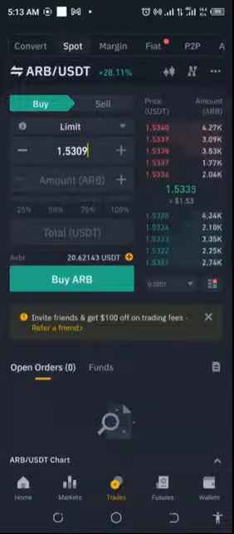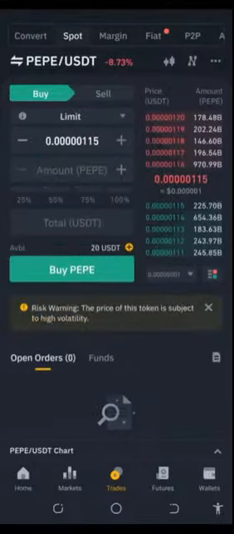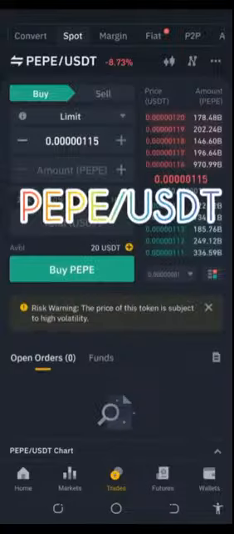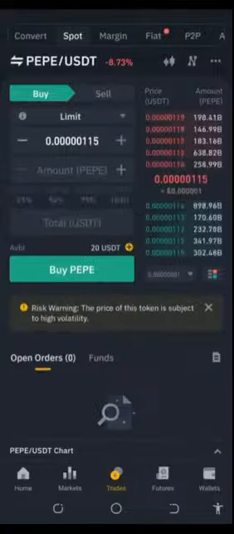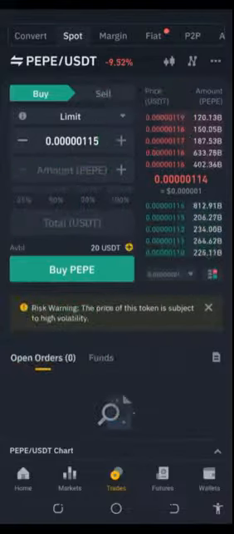In this spot trading event, we want to check out this new kid on the block called Pepe/USDT to see what it's got to offer us. Welcome to Income Strategies, the place where you learn the skills to make money, to multiply your money, and to manage your money. So, what do we have here?